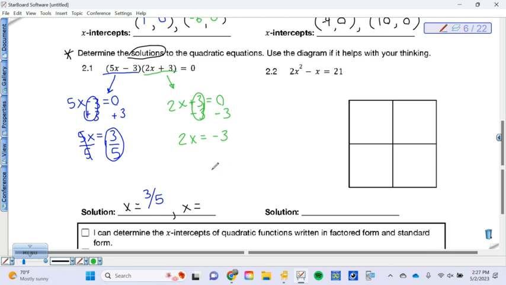2x over 2. Divide. Divide by what? 2. Come on, y'all. 2's cancel out. What does x equal? Negative 3/2. Yes.